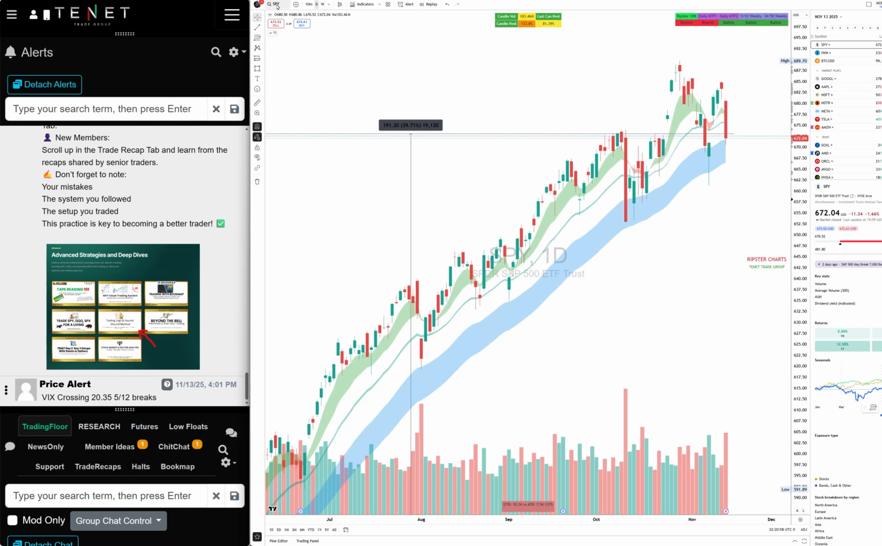We are not getting the CPI report, we are not getting the jobs data report, so the market is a little iffy. And also during the day, Fed speakers came out talking about how we might not get the rate cuts. Everything combined gave us this selloff today for SPY and QQQ.